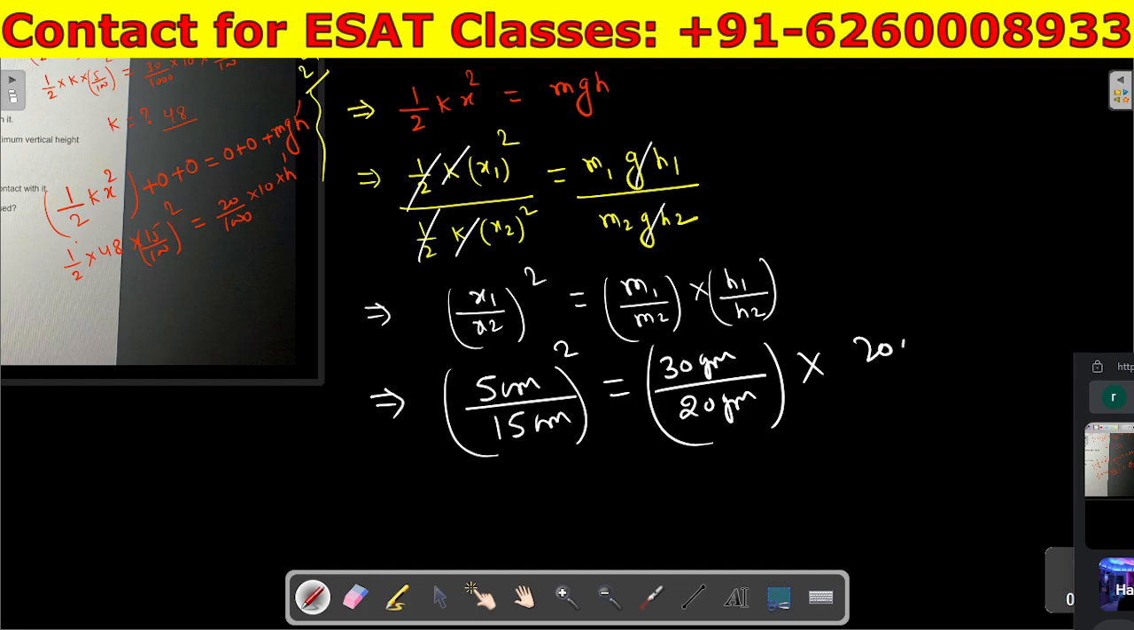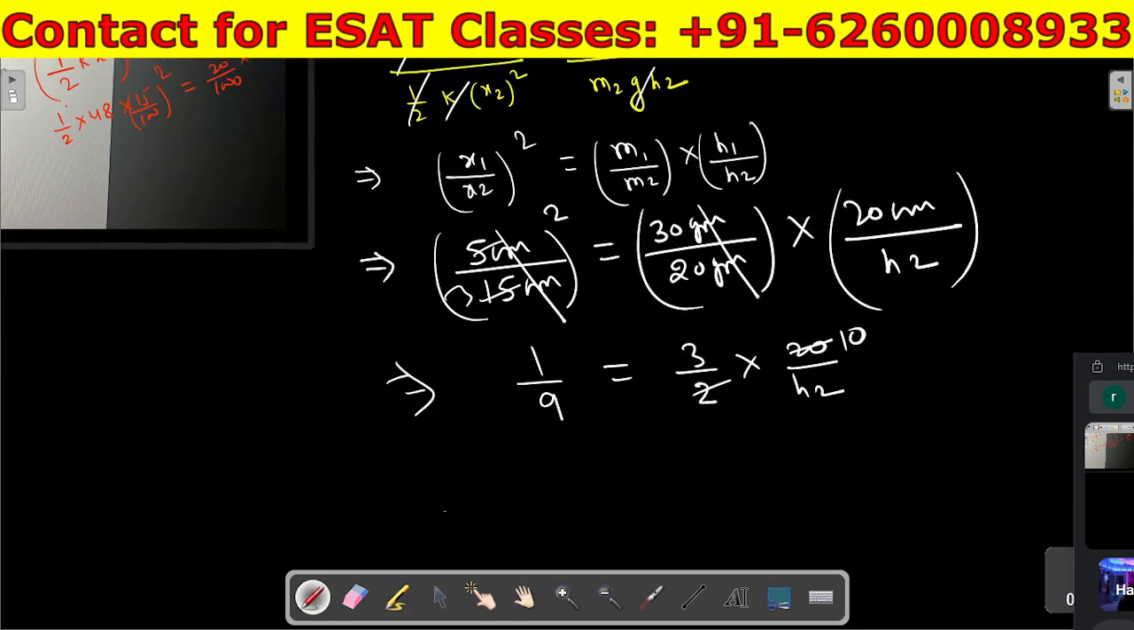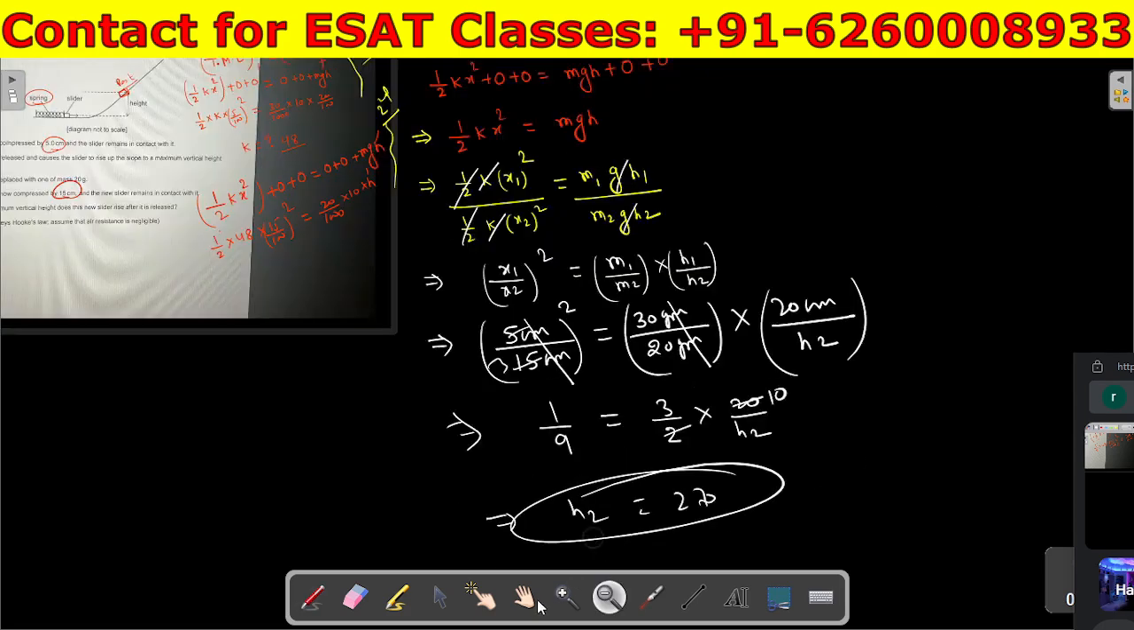Initially the height was 20 centimeters. You don't know the final height, so let it be h2. See, centimeter cancels out, gram cancels out, so it is 1 by 9 equals 3 by 2 into 20 upon h2. So you can cancel it by 10 times. So h2 should be equal to 270. We are getting it directly, quickly and precisely.